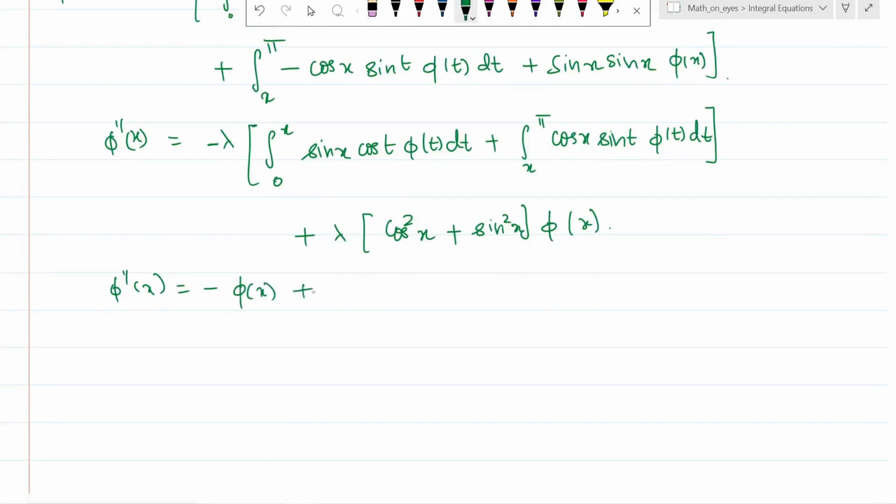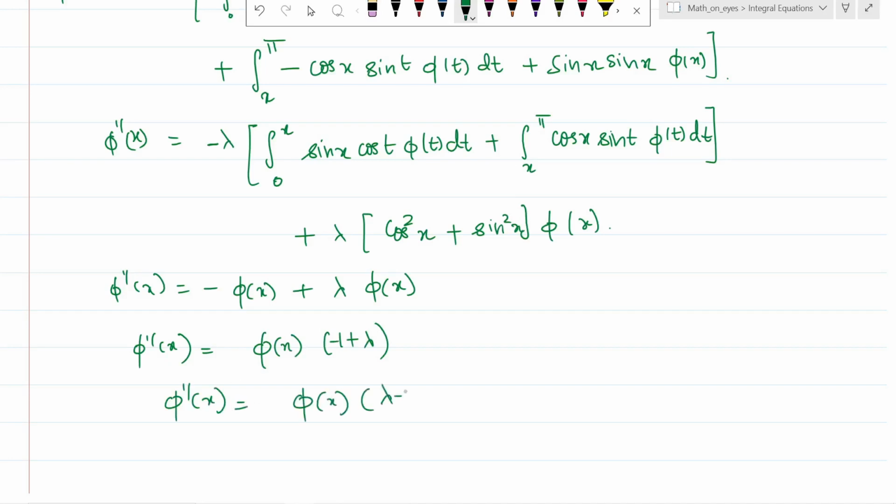And this would be plus lambda times phi of x, because cos squared x plus sin squared x is equal to 1. So phi double dash of x is equal to phi of x taken outside, 1 minus 1 plus lambda. We get lambda minus 1. Phi double dash of x is equal to phi of x into lambda minus 1. When you take this part to the left side, we get phi double dash of x minus (lambda minus 1) into phi of x is equal to 0.